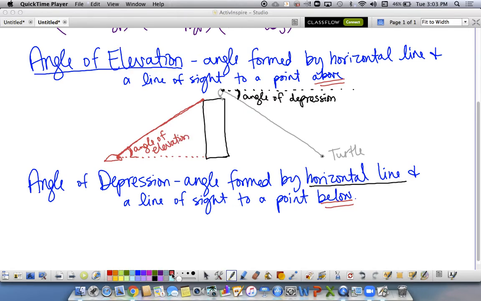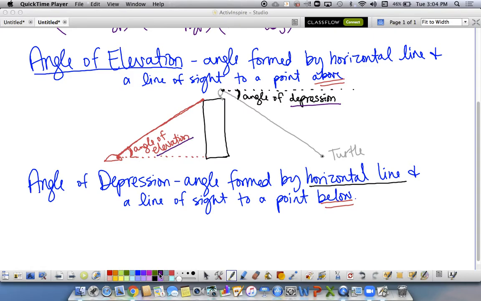Okay, so that's how we can see things. They talk about an airplane. When you're looking down and seeing a lake or a tree from an airplane, you're looking down at an angle of depression, okay? If you're on the ground looking up at a kite or at that airplane, you're looking at an angle of elevation, okay?